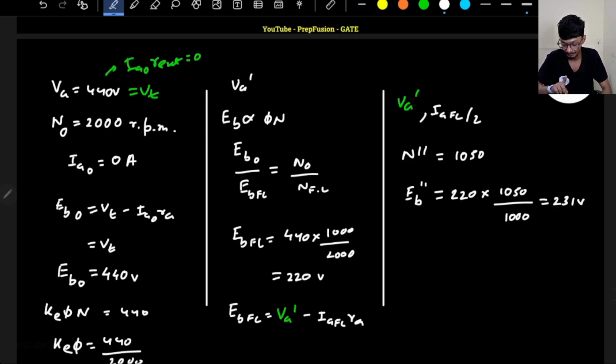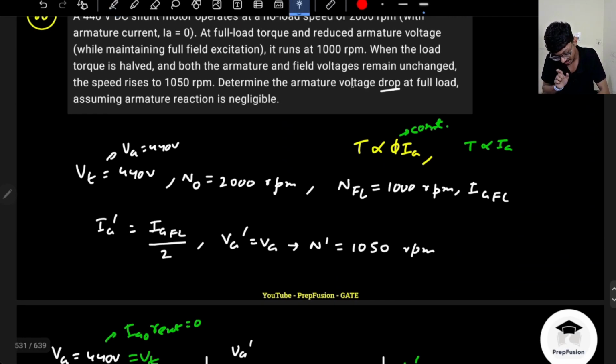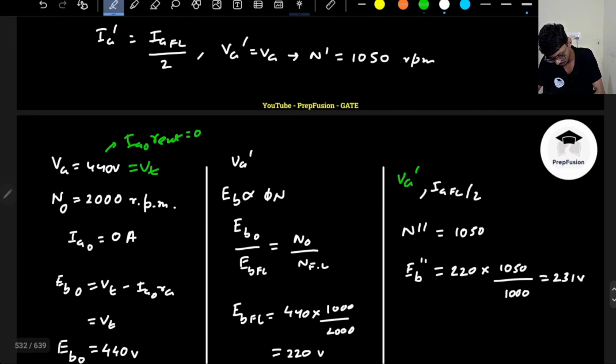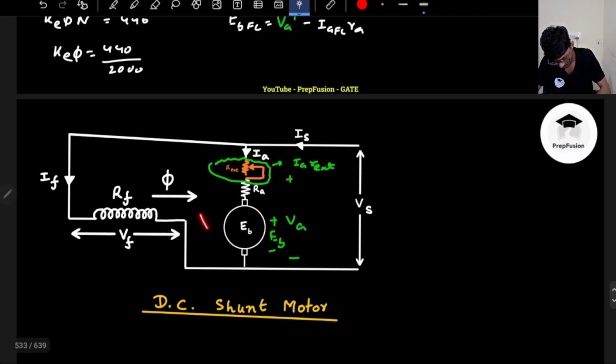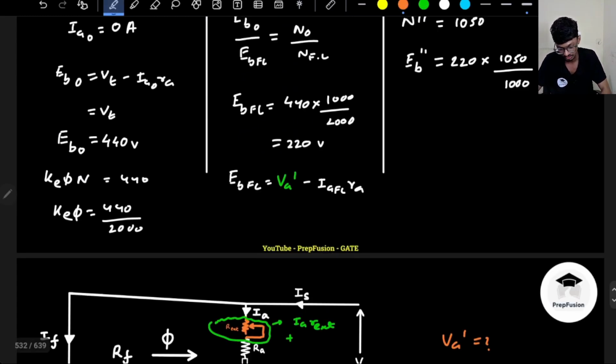Is this the drop across the armature voltage? No. They are asking the armature voltage drop. Basically, they are asking this value. What is the drop across the whole armature, which includes the armature resistance as well? So they are asking what is VA dash. That is what they are asking.